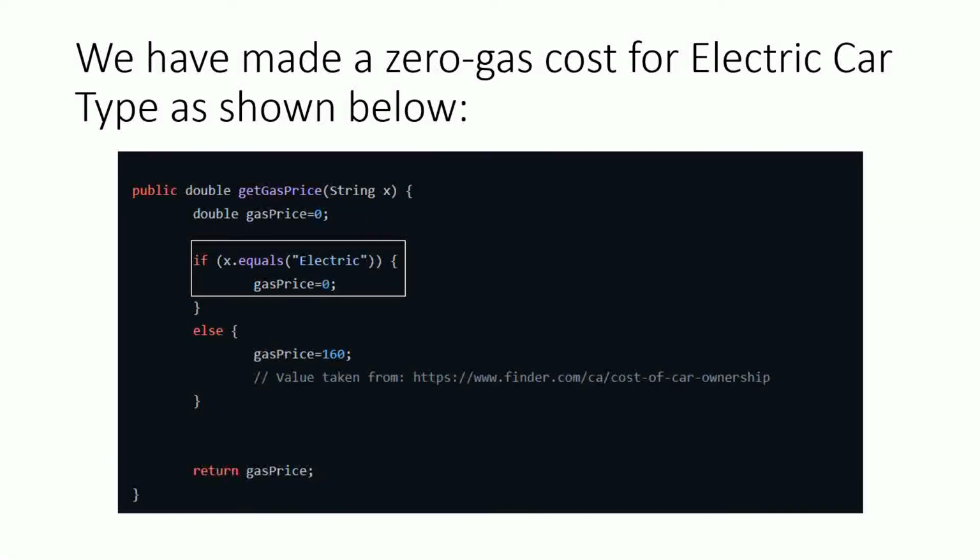The complex code also includes the code as shown for the electric car type, where we set the gas price equal to 0 if the customer chooses the car type as electric. Otherwise, it is set to the normal gas price in the else statement, that is 160 CAD.